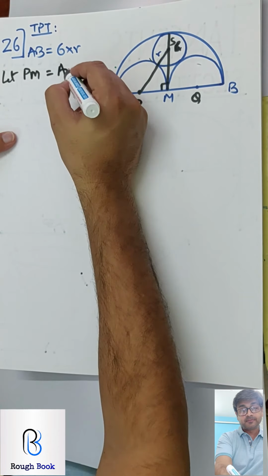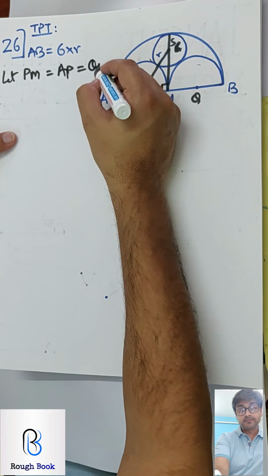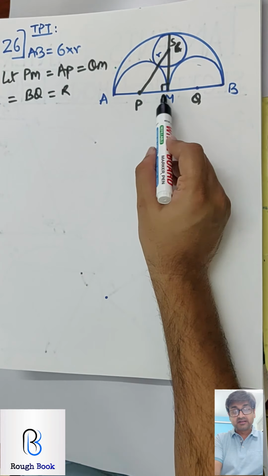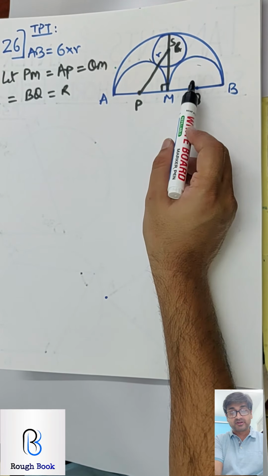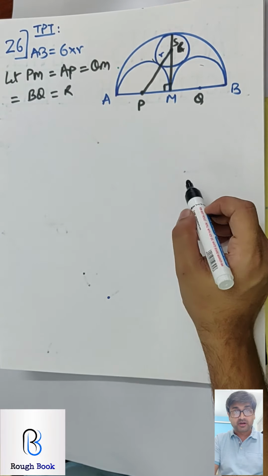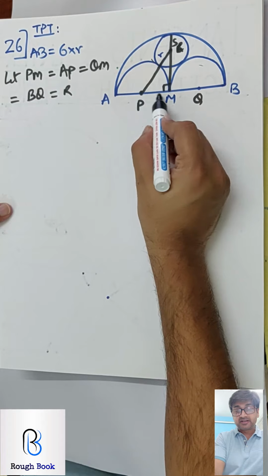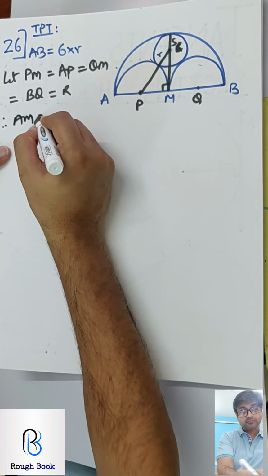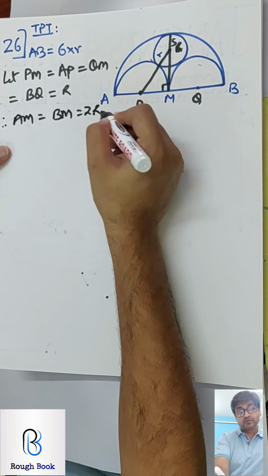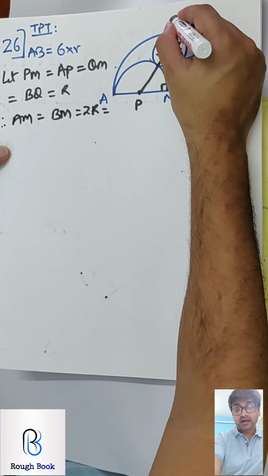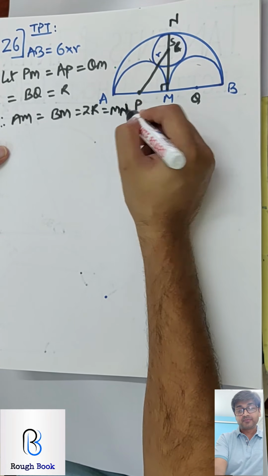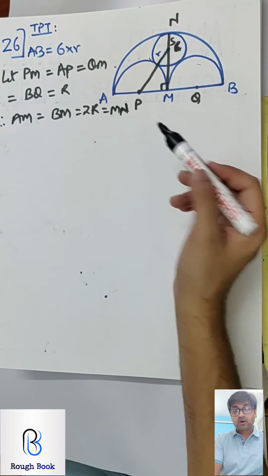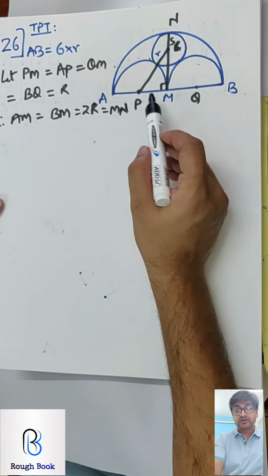is equal to AP is equal to QM is equal to BQ is equal to capital R. That is this, we are calling it the radius. Since both of the semicircles are equal, therefore the radii also are equal, and we are calling it R. So this part is R, as we already understood. Therefore AM is equal to BM is equal to 2R is equal to MN. That's the main key. See, MN is also the radius of this semicircle. So MN, AM and BM, all of them are 2 times the radius because double of this.